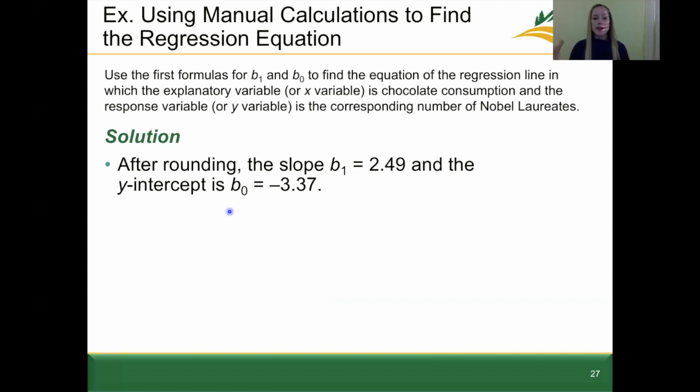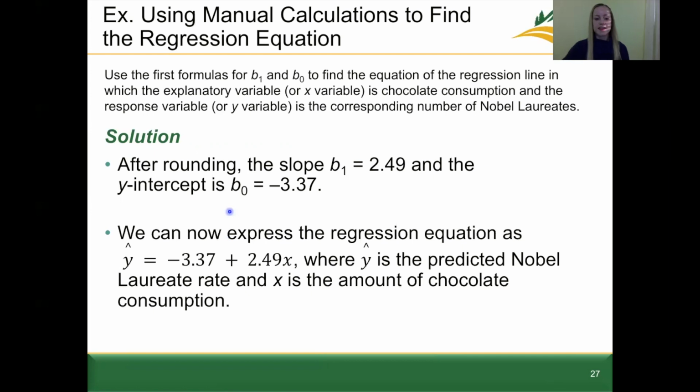Now that we know the slope and our y-intercept, we can plug those values into our regression equation. So putting this all together, we have y hat is equal to our y-intercept plus the slope times x. If you switch the format of these as well, it's the same answer. Just pay attention that we're multiplying the slope times x, then we have plus or minus the y-intercept. With numbers plugged in here, we have y hat is equal to negative 3.37 plus 2.49 times x.